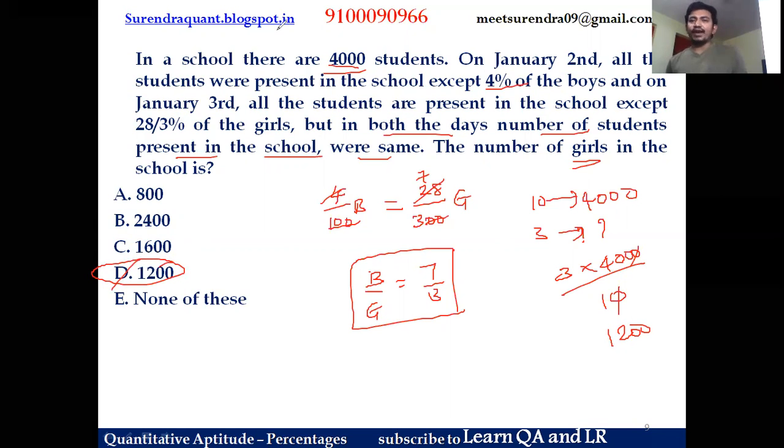Sometimes they may ask us to find out what is the difference between number of boys and girls. So difference is how many? No need to find out boys and girls. Simply you can say difference. Difference is 4 parts, right? If 10 parts is 4,000, 4 parts are how many? 1,600 is the difference. So in that way, you can beautifully solve the question, guys.